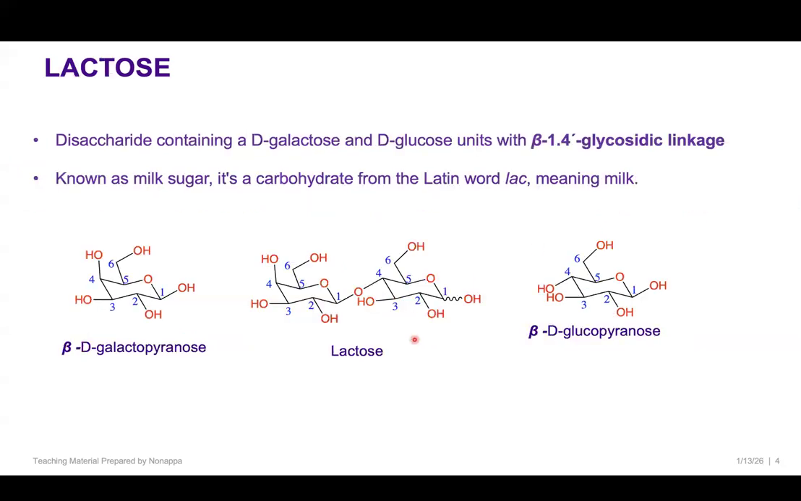Lactose is another disaccharide that contains a D-galactose covalently linked to a D-glucose unit via, once again, a beta 1,4 glycosidic linkage. Lactose is commonly known as milk sugar. It's a carbohydrate named from the Latin word lac, meaning milk.